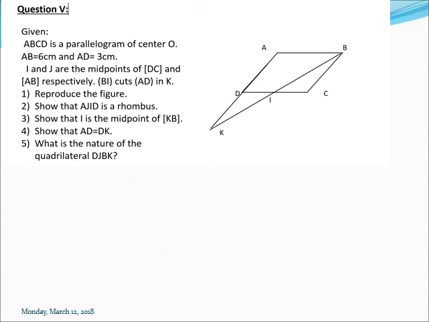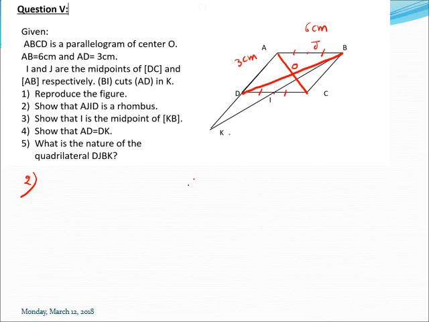Question 5. Given ABCD is a parallelogram of center O. AB is 6 centimeters, AD is 3 centimeters. I and J are midpoints of DC and AB. BI cuts AD in K. Number 1: reproduce the figure.